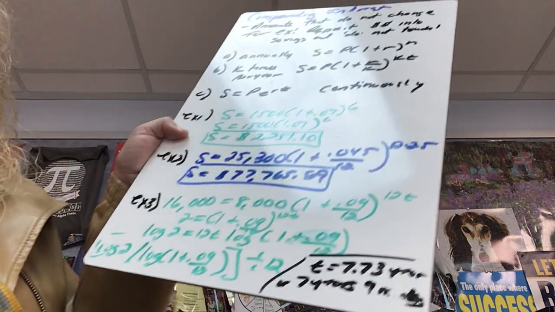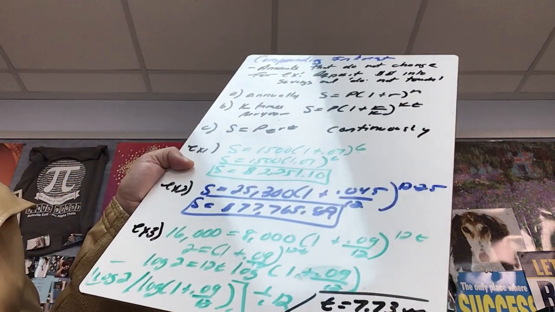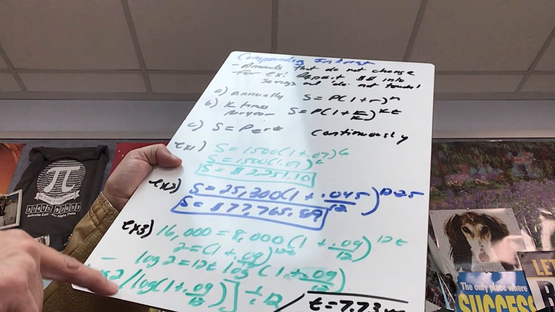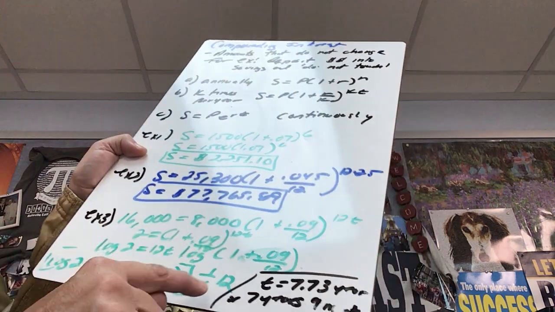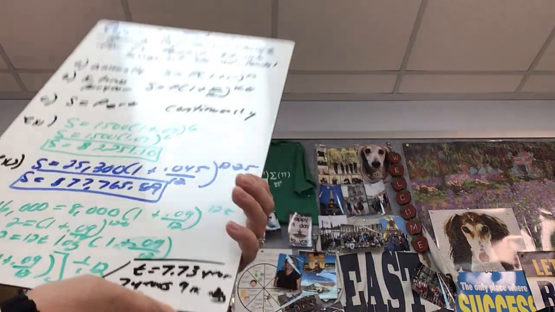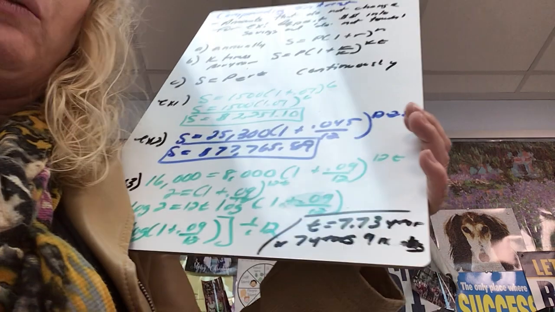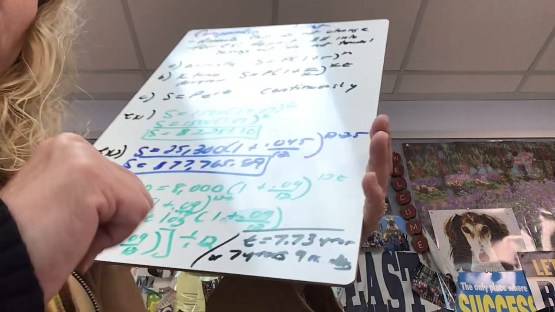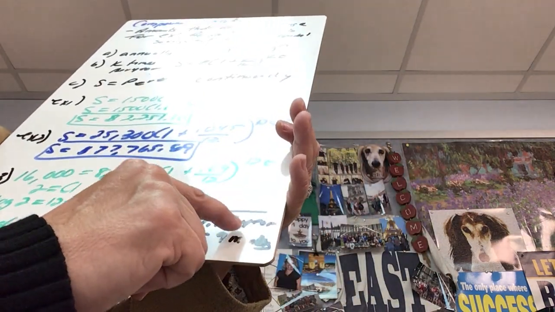So if I were you, I would break this apart and take this one step at a time: take the log of 2, divide by this quantity, and then finally divide by 12. So how long would it take me to double my money at this interest rate? Again, that interest rate is high, so it will not take as long as it would if the interest rate was low. I got 7.73 years.